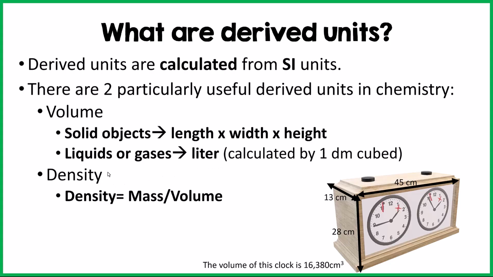Density is also a derived unit, and it's calculated by mass divided by volume of some substance. So the volume of this clock, for example, is 16,380 centimeters cubed, or cubic centimeters, and we got that by taking 45 centimeters of length times 13 centimeters of depth or width times 28 centimeters of height.